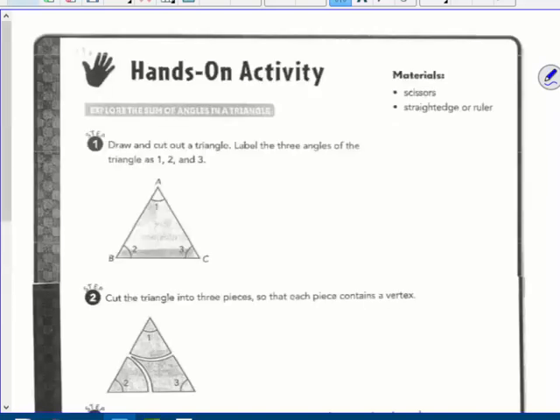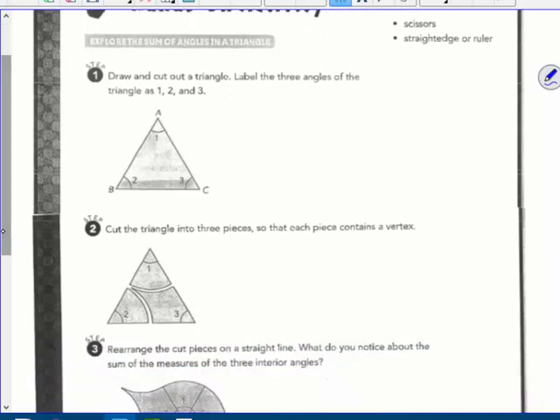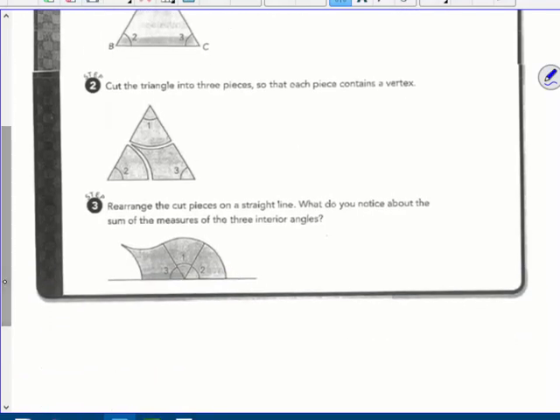This hands-on activity is a great activity to try at home. Grab a blank sheet of paper, draw a big triangle on it, number the angles 1, 2, and 3, tear it apart, and then put those angles 1, 2, and 3 next to each other, and you'll see that they add to 180 degrees, which is a half circle. So they make a straight angle when you put those three angles together. The sum of the interior angles of a triangle measures 180 degrees.